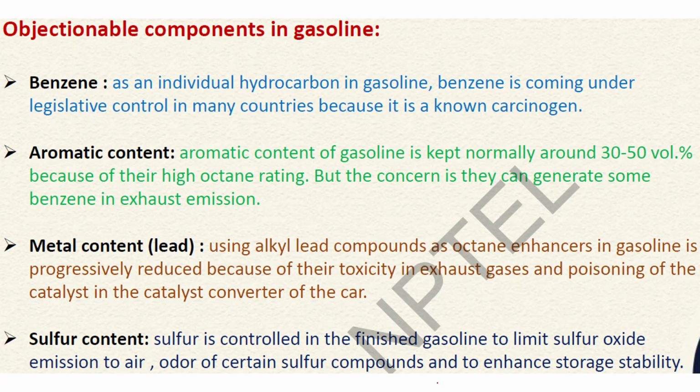Now, some objectionable components which should not be present in the gasoline. Basically, the first one is benzene. It is an individual hydrocarbon in gasoline. Benzene is highly restricted because of its carcinogenic nature, in various countries. Then the aromatic content of gasoline should be kept below 30 to 50 volume percent. Why so? Because during combustion it may generate some amount of benzene, which, as I told, is carcinogenic in nature.